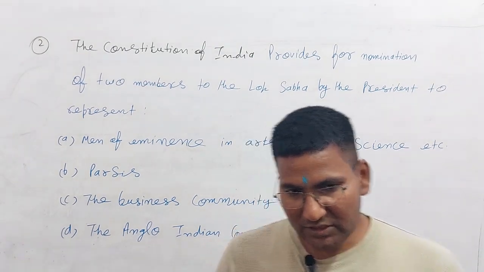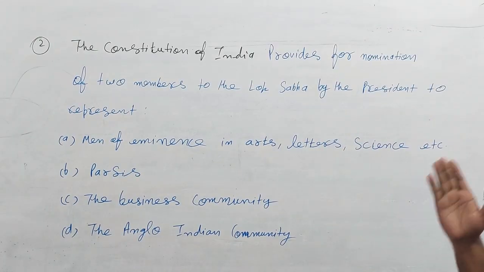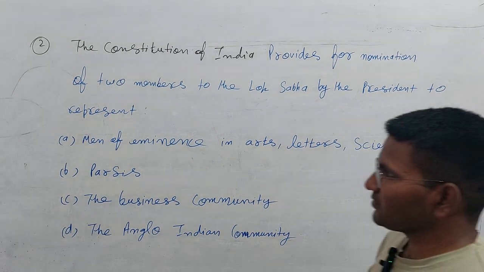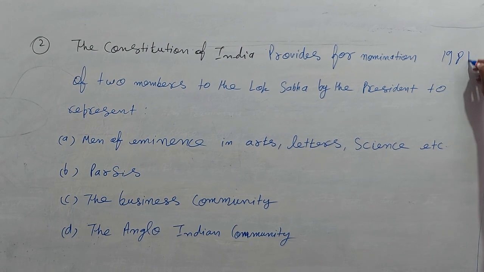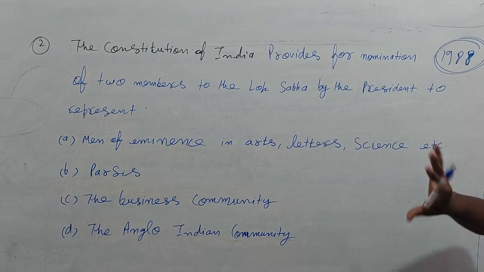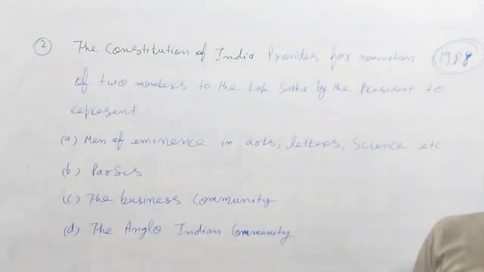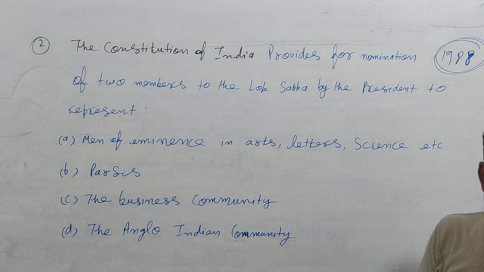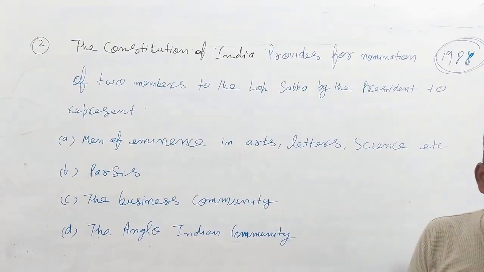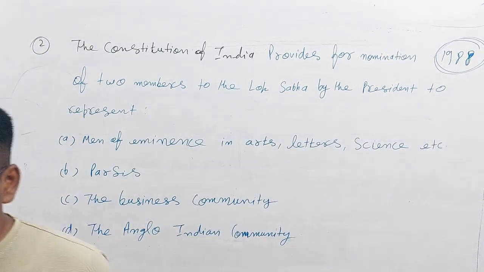Now let us see the second question. The question is: the Constitution of India provides for nomination. This question came in 1988. At this time there is no relevance of this question, but I am going to tell you because in the future maybe there will be some amendments to it, since it has been abolished. So concentrate on the question.